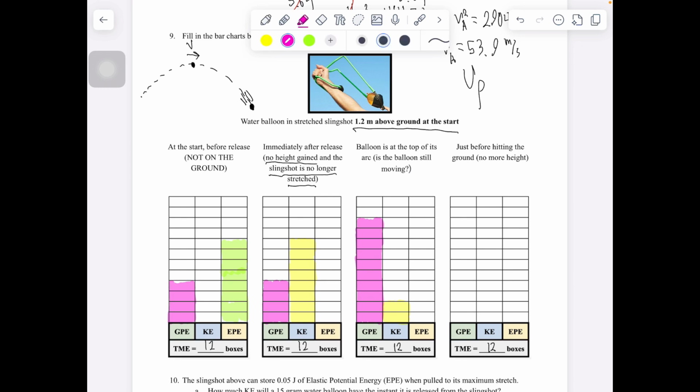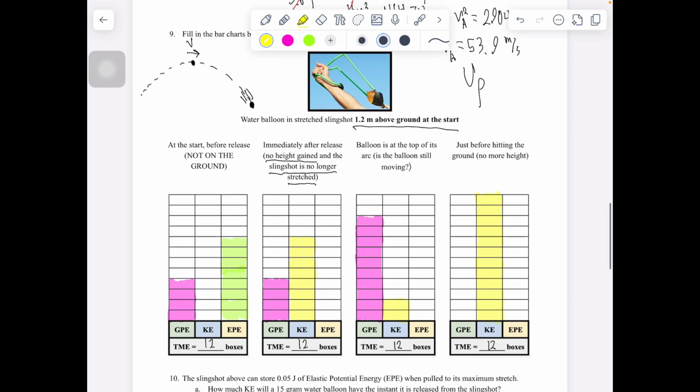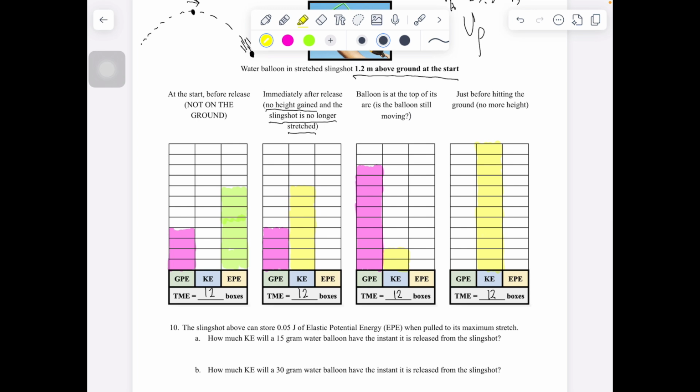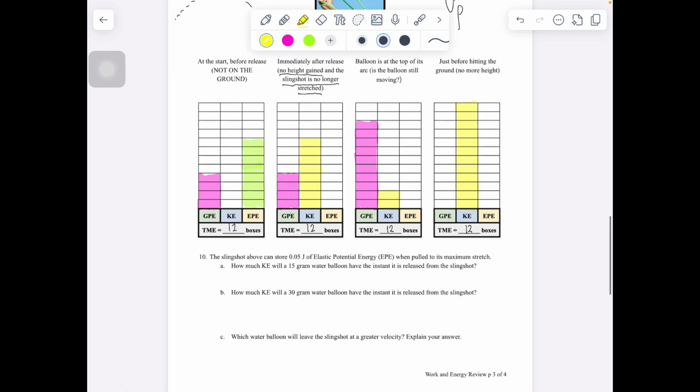So there's no longer GPE since we're at the ground, no more height, there's no elastic potential energy. All of its energy must be kinetic. So we said, well, we have 12 total energy. So if all our energy is kinetic, we must have 12 kinetic. All right. A reminder that the bar charts, they're not for an exact distribution of our energy. It's just to kind of represent where is our energy in the system.